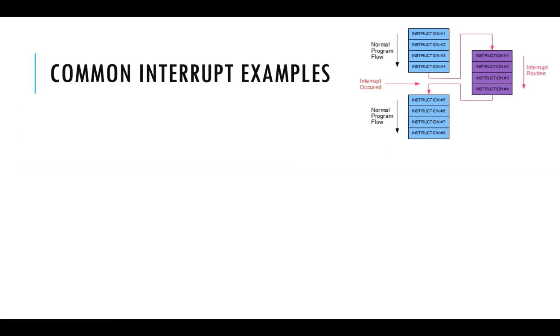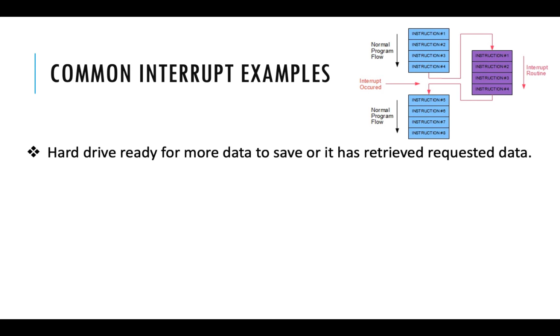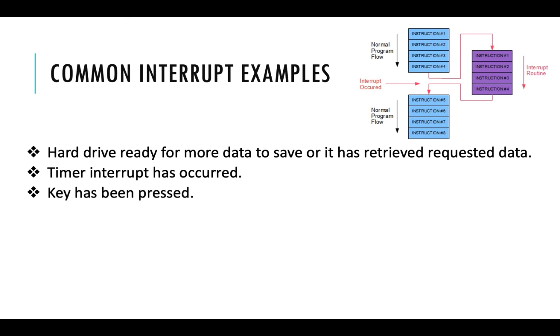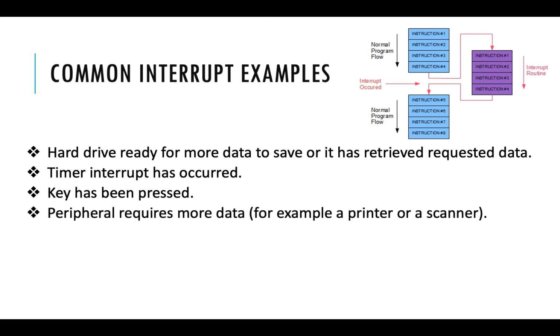There are a few different common interrupts that we see day to day. The hard drive, for example, could be ready for more data and that would send an interrupt to our processor. It could be a timer interrupt has occurred, for example a 15-minute timeout function on your computer. A key has been pressed, it could be a mouse or a keyboard key, and that will cause an interrupt to your system. Or peripheral devices require more data, such as a printer or a scanner.